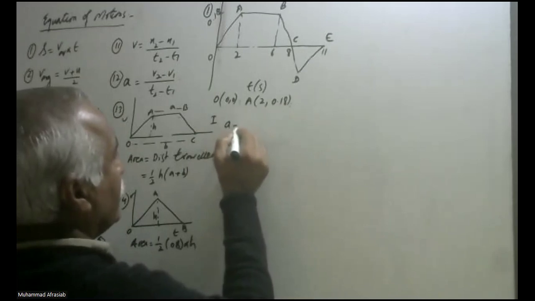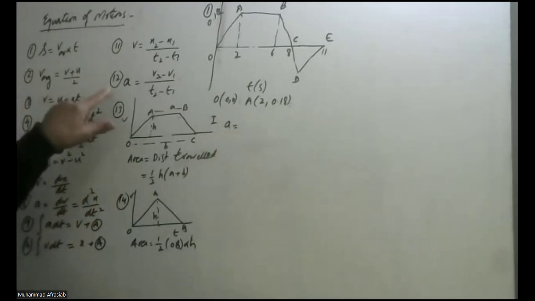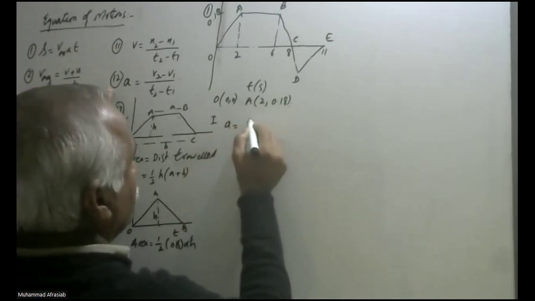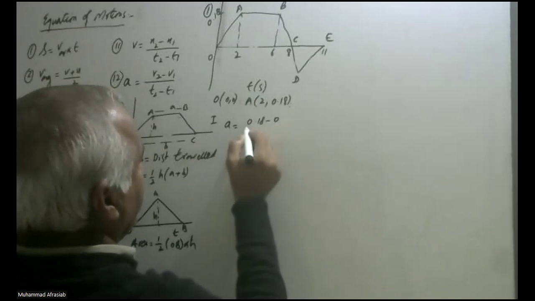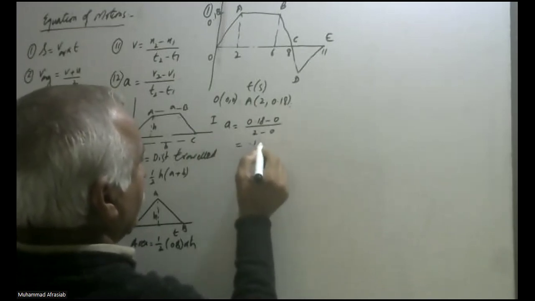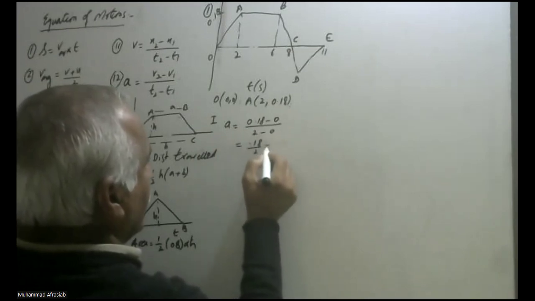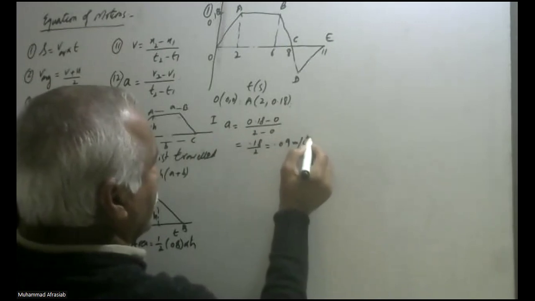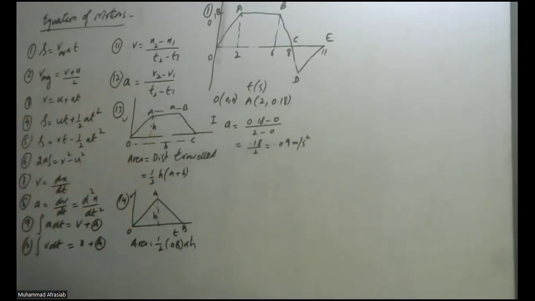So acceleration is equal to, we can use formula number 12 for this acceleration, that is equal to (V2, that is 0.18, minus V1, that is 0) over (2 minus 0), and that is 0.18 over 2, which is equal to 0.09, and the unit for acceleration is meters per second squared.